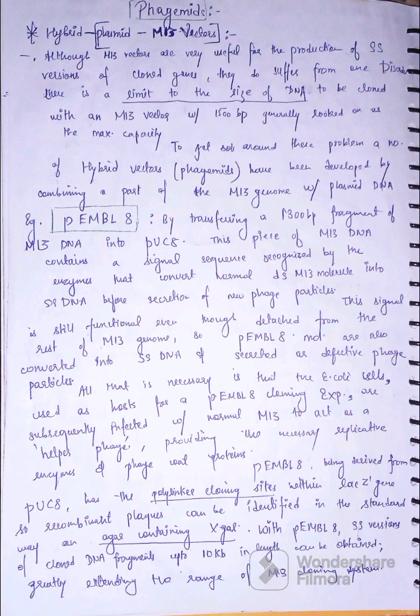So, what do you understand by this? Why is this signal so important? Because the signal is still functional even though detached from the rest of the M13 genome. So pEMBL8 molecules are also converted into single-stranded DNA and secreted as defective phage particles. Now all that is necessary is that the E. coli cells used as host for a pEMBL8 cloning experiment are subsequently infected with the normal M13 to act as a helper phage, providing the necessary replicative enzymes and phage-coded proteins.